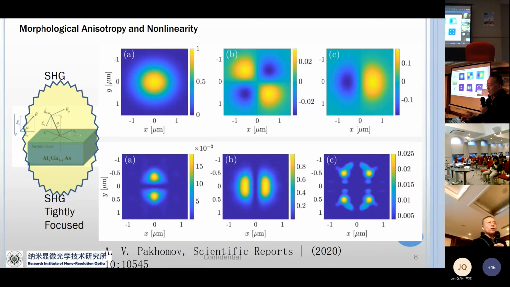Therefore, your focus is tight. In this case, your second harmonic generation is stronger. As you can see, you no longer have a conventional spot. You have a smaller dipole in the X and Y directions, and the Z component is also projected in the XY plane, which has multiple features, as you can see.